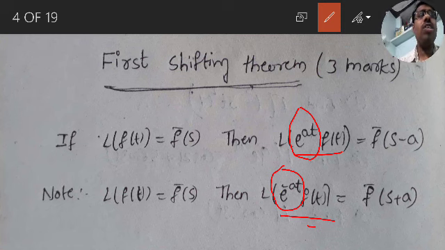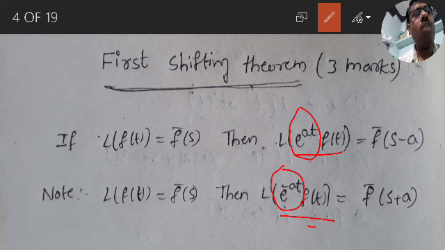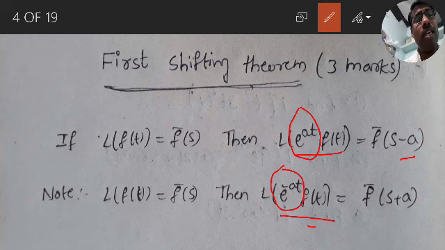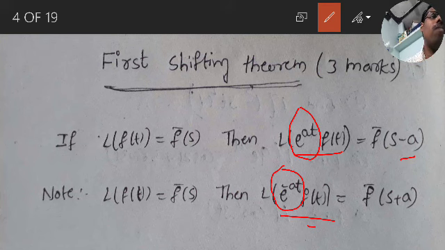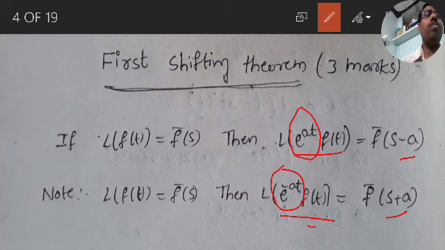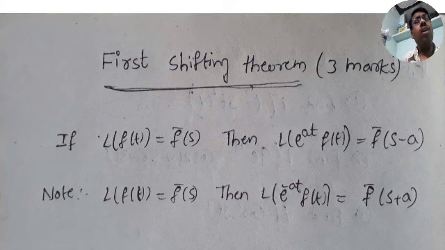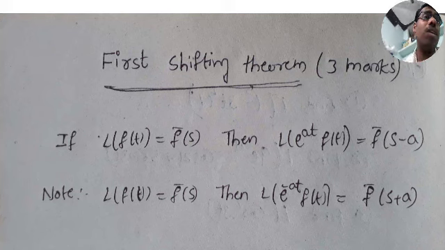If the first function is e power of at, that is L of e power of at into f of t, then in place of s you have to write s minus a, that is f bar of s minus a. If the first function is e power of minus at, that is L of e power of minus at into f of t, then in place of s we will write s plus a, that is f bar of s plus a. That's it. This is our first shifting theorem. In examination we may get the straight first shifting theorem.